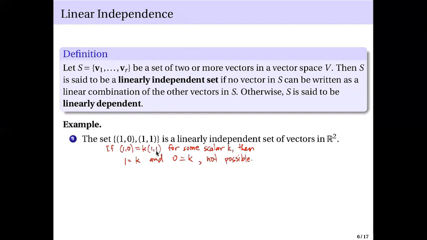Okay? So S, or that set, (1, 0), (1, 1), is linearly independent. Okay? Question so far?